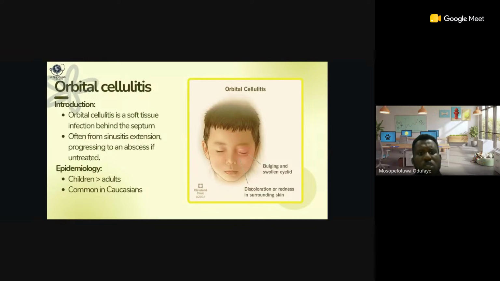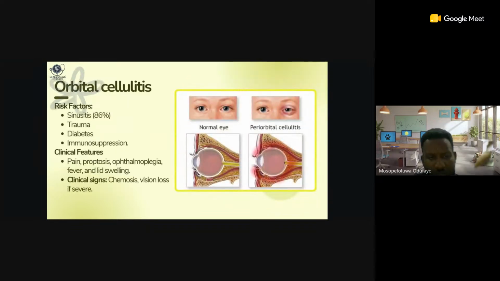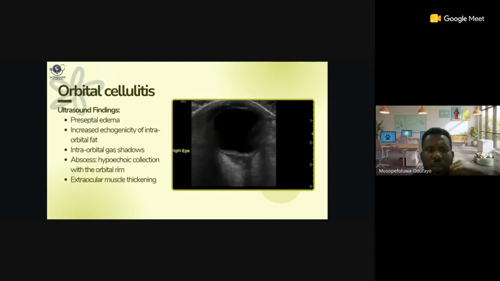Orbital cellulitis. This is a soft tissue infection behind the septum. It is often an extension of things like sinusitis, which progress into an abscess if untreated. Children have it more than adults, and it's common in Caucasians. Sinusitis, trauma, diabetes, and immunosuppression are risk factors. Clinical features include pain, proptosis, ophthalmoplegia, fever, and lid swelling. The clinical signs could include chemosis, and vision loss if severe.